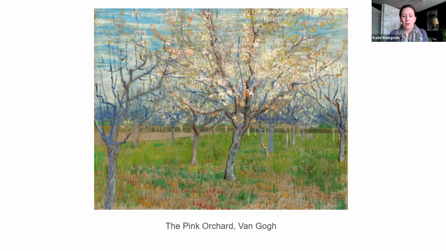So the Pink Orchard by Van Gogh. Again, we have that very bright yellowish green in the grass. And obviously an orchard, that's a sign of spring. We see all those flowering trees, all those orchards in bloom. And I really like how, if you look closely, all of the trees here are actually painted in blue. It gives a really nice atmospheric effect.